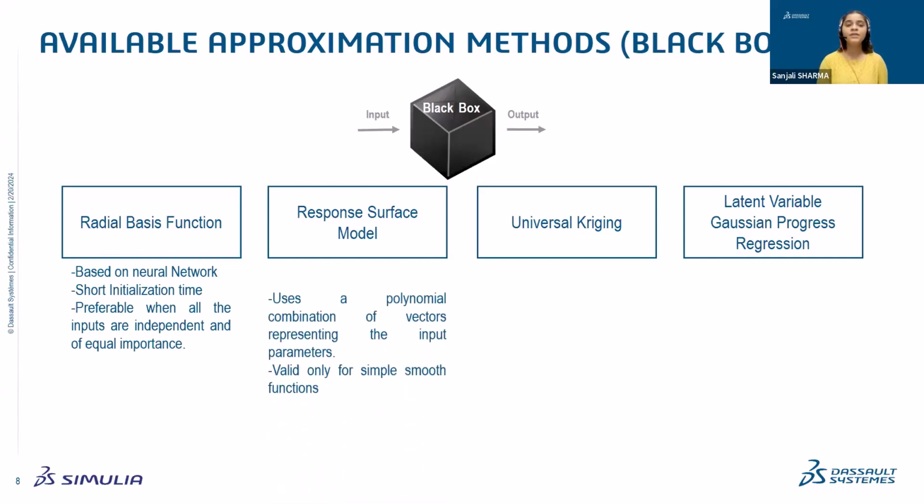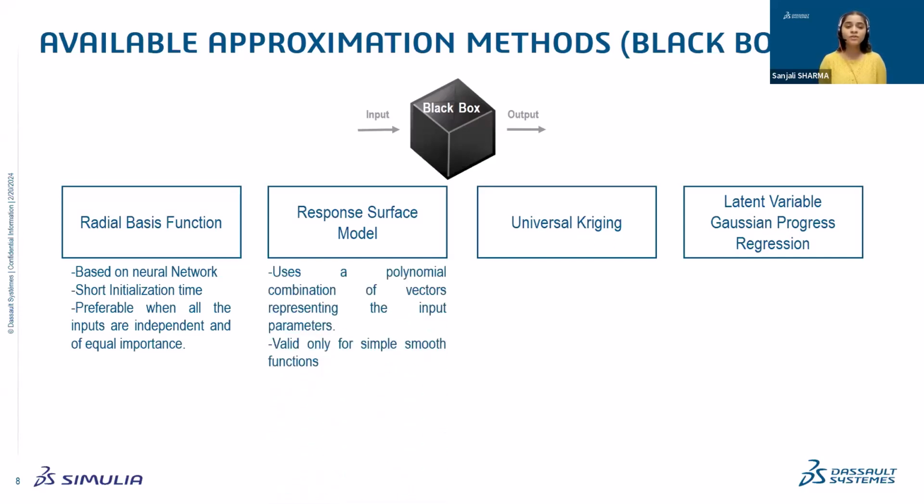The second one is the response surface model, which uses a polynomial combination of vectors representing the input parameters. The order of the polynomial regression model depends upon the number of data inputs in the dataset. It is only valid for simple smooth functions and it won't be valid for, let's say, a non-linear function.